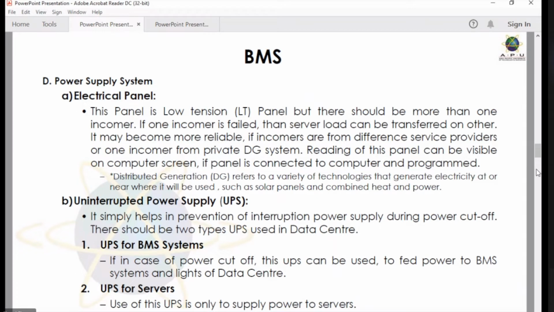Reading of this panel can be visible on computer screen if panel is connected to the computer and program. So if it's programmed and then connected to computer, तपाईले के गर्न सक्नुहुन्छ, monitor गर्न सक्नुहुन्छ.